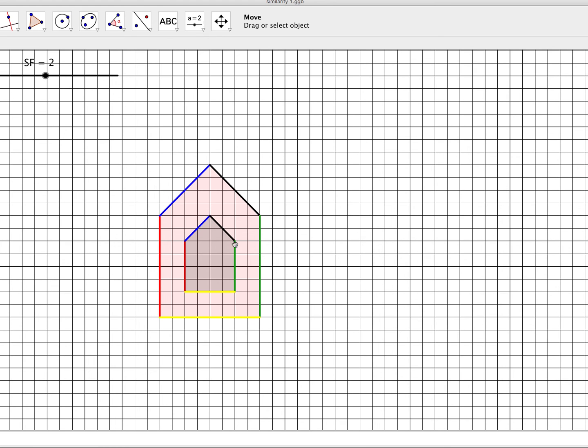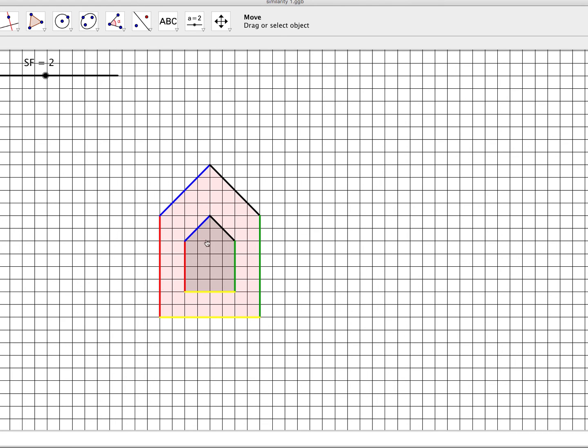So the sides have been doubled, but the angles are unchanged. 90 degrees here in this left corner, it's still 90 degrees in the image. In this corner, 135 degrees. In the image, it's still 135 degrees. Top corner here, 90 degrees. It's still 90 degrees in the image. So the angles are unchanged.